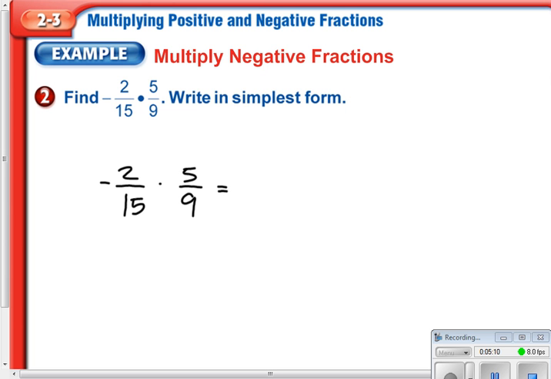Negative times a positive is going to give us a negative again. We look to reduce diagonally, which we're able to. We can take a 5 off the numerator, and a 5 can go in our denominator. We go ahead and do our multiplication. We wind up with negative 2/27.